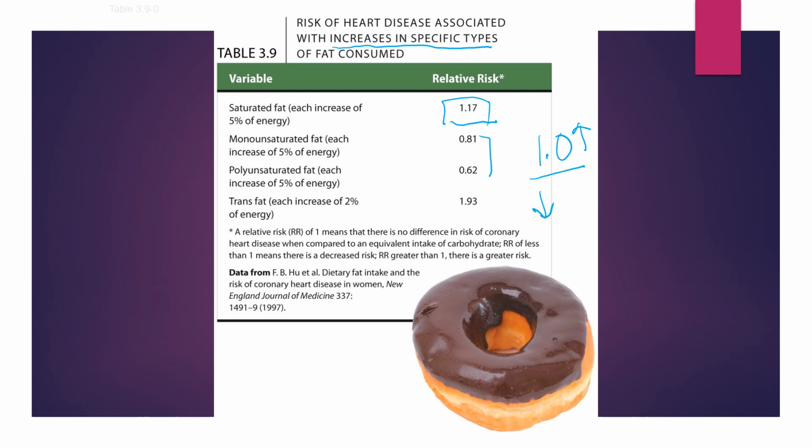And these two, this is monounsaturated with just 1 double bond. These are poly with more than 1. That lowers your risk of heart disease.